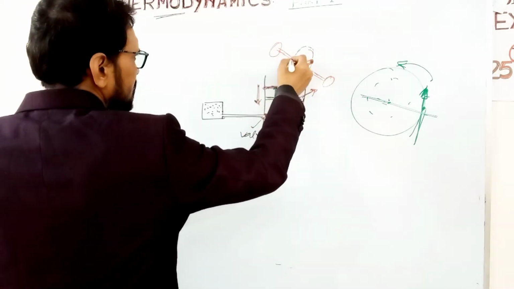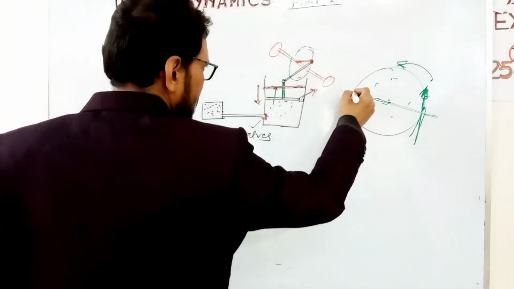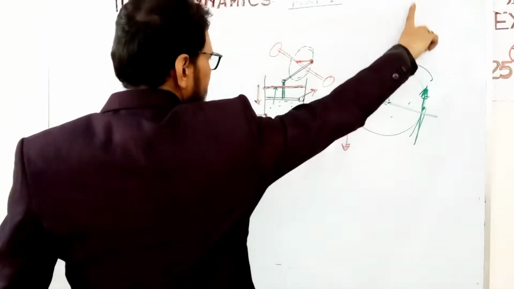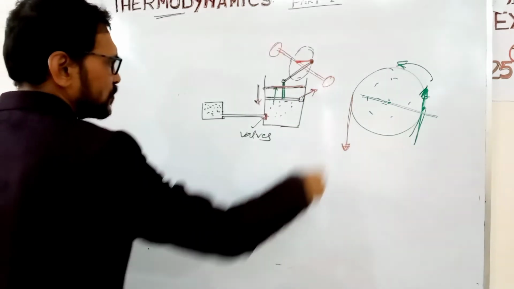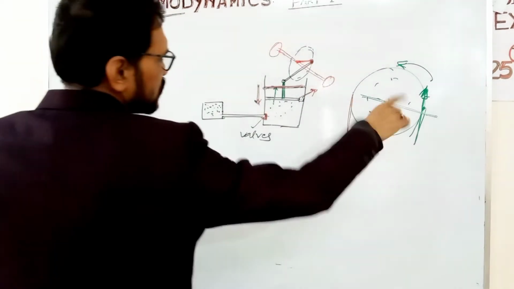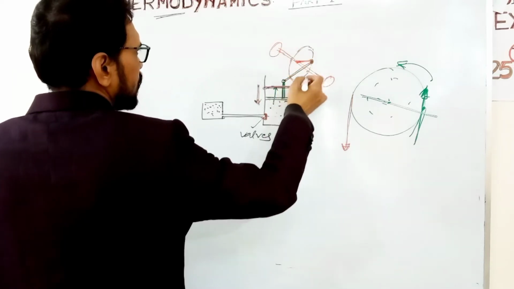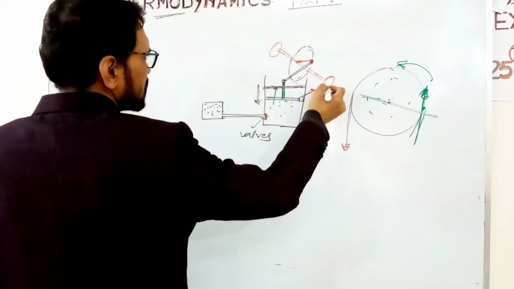So when it moves down, again a force is applied in this direction. When it moves up, the force is applied upward. When it comes down, the force is applied downward. So due to this, a torque is produced, and this system rotates in a circle. When the axle rotates, then this also rotates.